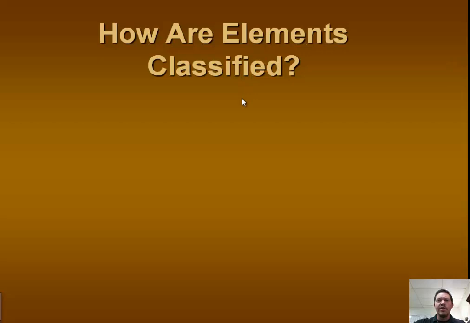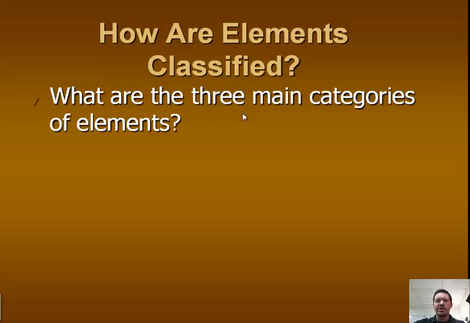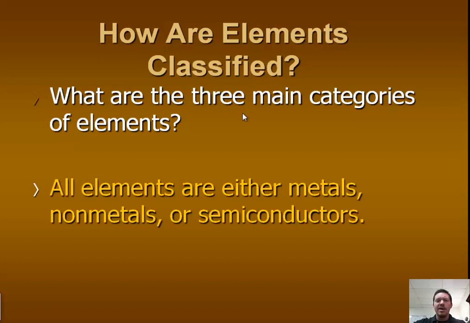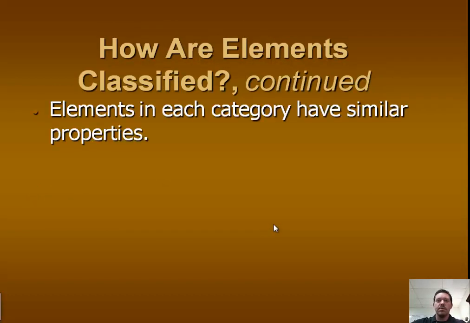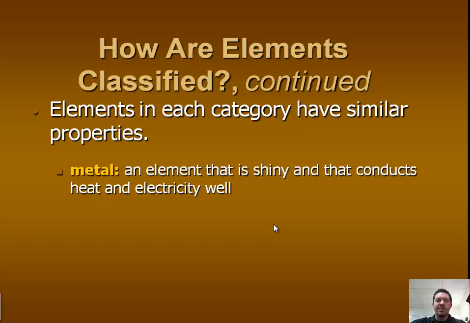We've got another note on how elements are classified. This is kind of a continuation from our last lecture. We've got 3 main categories of elements. They're either going to fall into the category metal, non-metal, or semiconductor, or metalloid. Elements in each of these categories do have some similar properties.